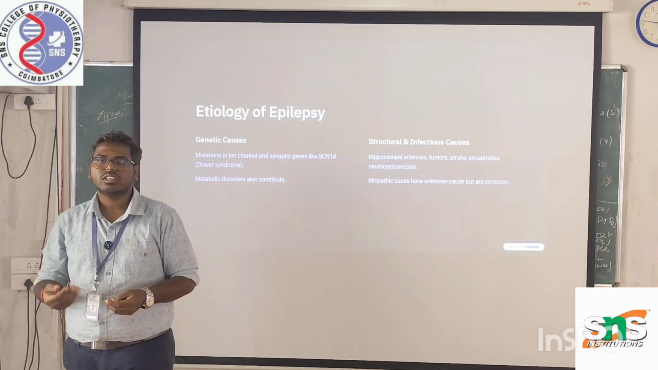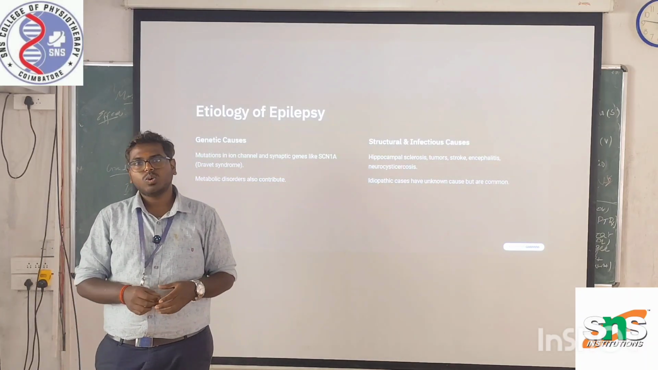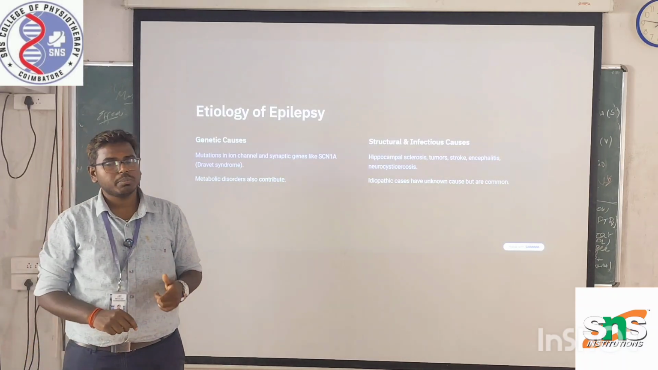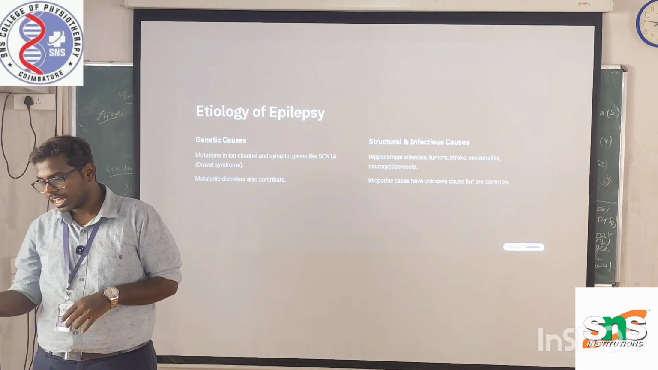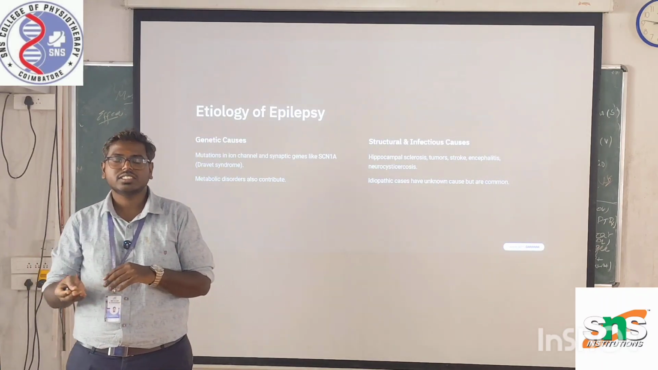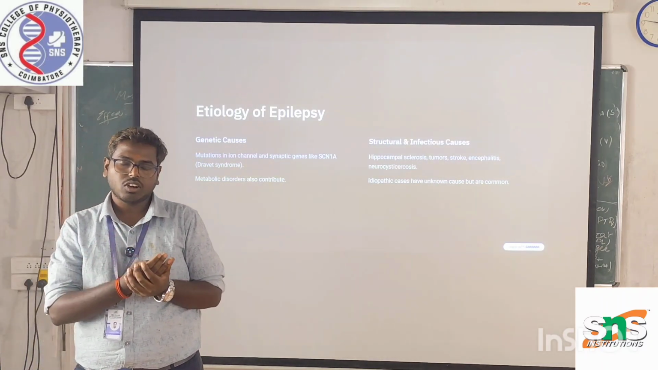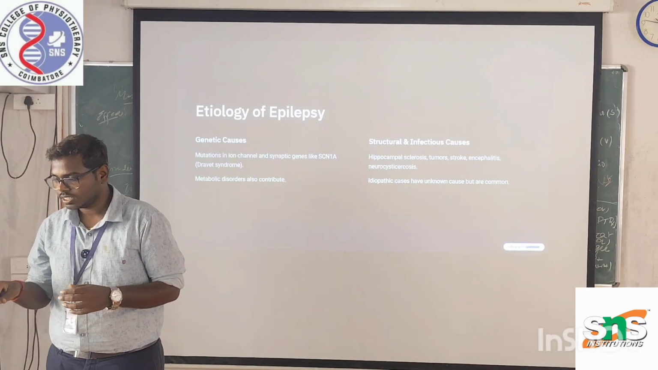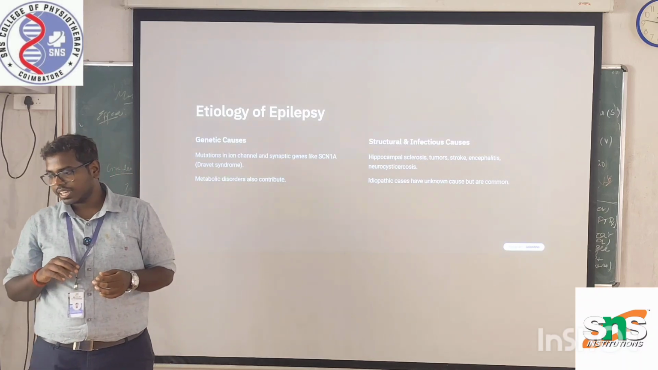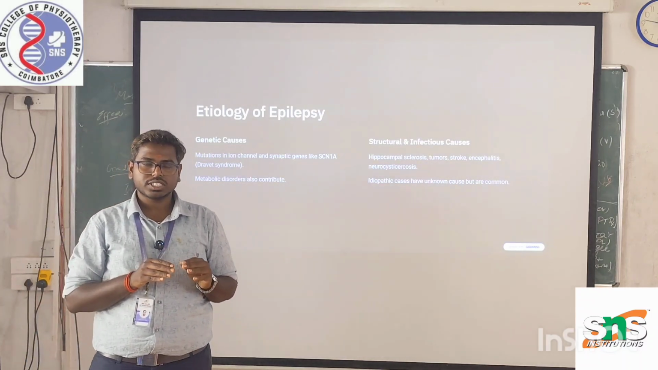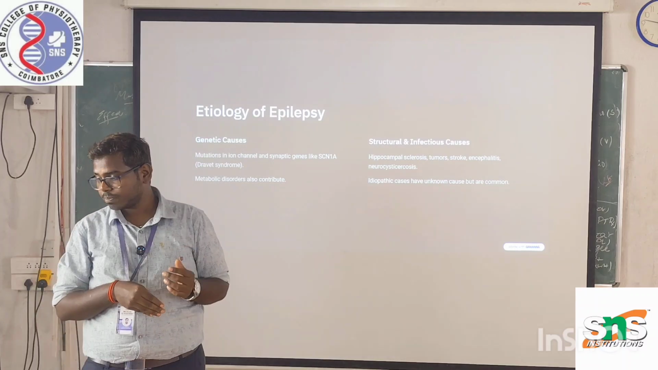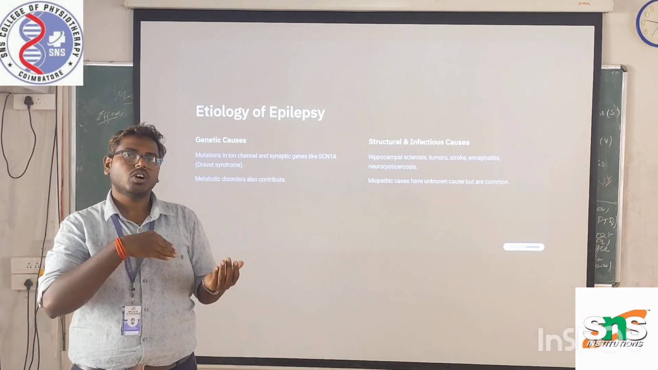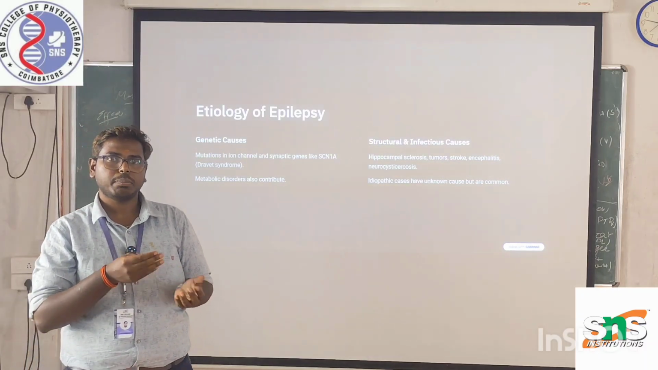So etiology means causes of epilepsy. What are the general causes of epilepsy? We're going to see that. Genetic mutations are one of the major causes of epilepsy. As well as that, some structural and infectious causes can also cause epilepsy in persons. Some of the structural causes are tumors, stroke, and encephalitis. And infectious causes, like some diseases over a prolonged period of time, can also cause epilepsy in persons.